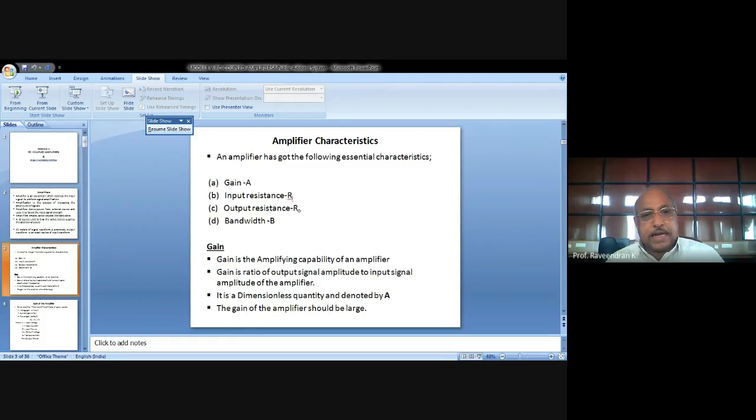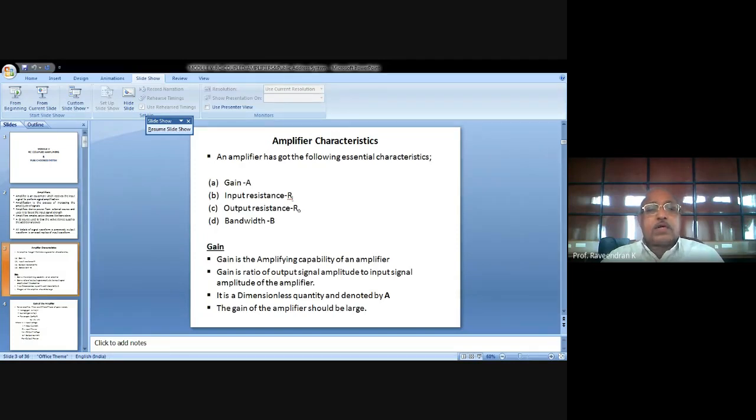Gain is denoted by A, as I told you. Then voltage gain in dB is given by the equation: voltage gain in dB is equal to 20 log AV. I told you the gain is represented in logarithmic measure, so the value will be logarithmically computed, that is 20 log AV. Then current gain in decibel is equal to 20 log AI. Power gain in decibel is given by 10 log, not 20 log, 10 log AP. There is a specific reason for this.